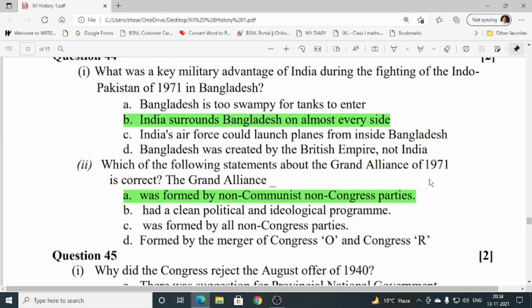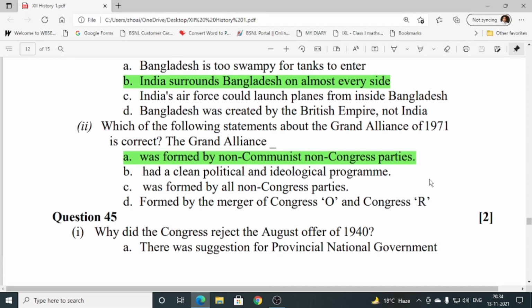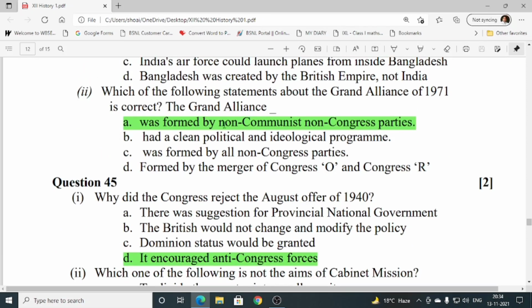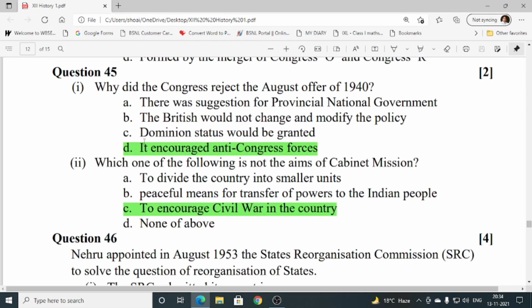Then which of the following statements about the Grand Alliance of 1971 is correct? Grand Alliance means it was formed by all the non-communist parties and non-Congress parties. Okay, this one, A is the correct one. 45. Why did the Congress reject the August offer of 1940? Because it encouraged anti-Congress forces.